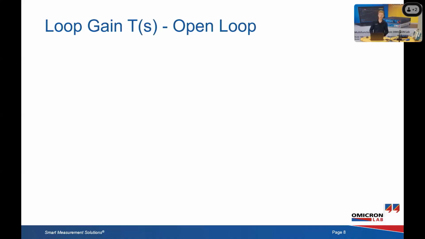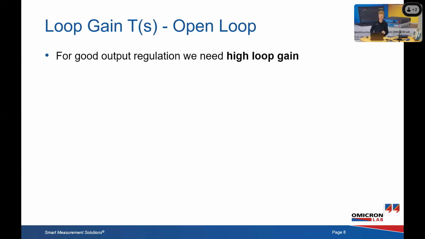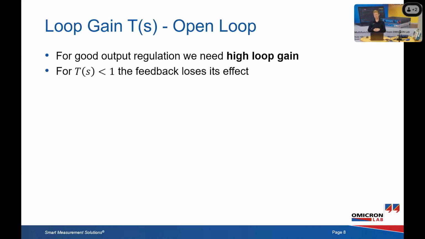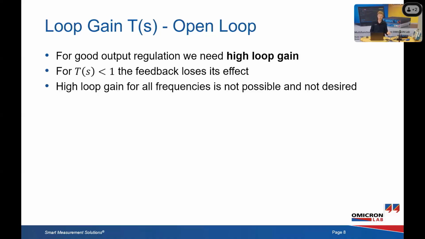Now let's talk about the loop gain itself, the open loop gain. So from what we heard before, we learned we need high loop gain to have good output regulation and good ripple rejection. If the loop gain is not a large number anymore, then basically it doesn't change the transfer functions that much anymore, so the feedback loses its effect. But high loop gain at all frequencies is not possible and also not desired, because eventually the frequencies are so high that we don't want them to have high gain anymore.